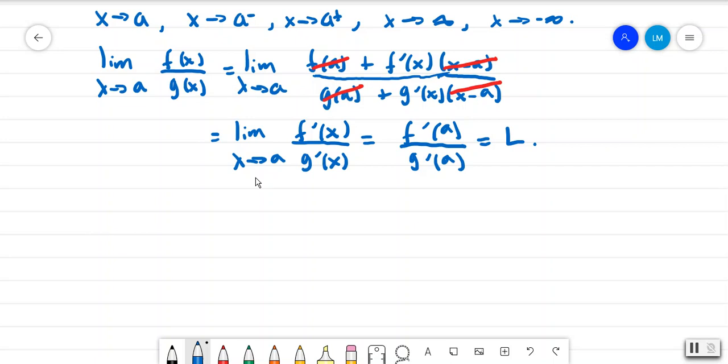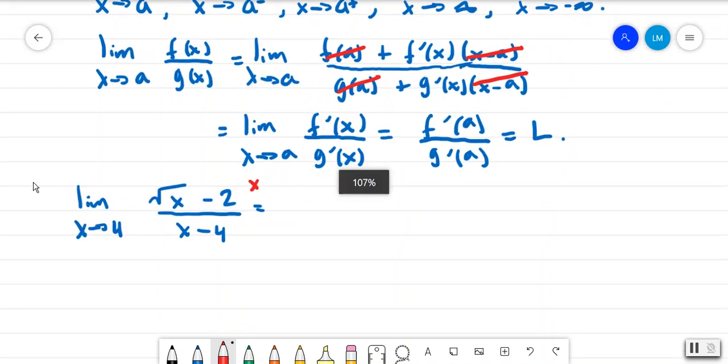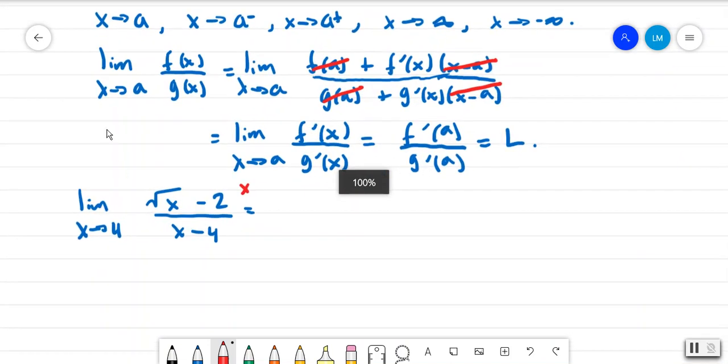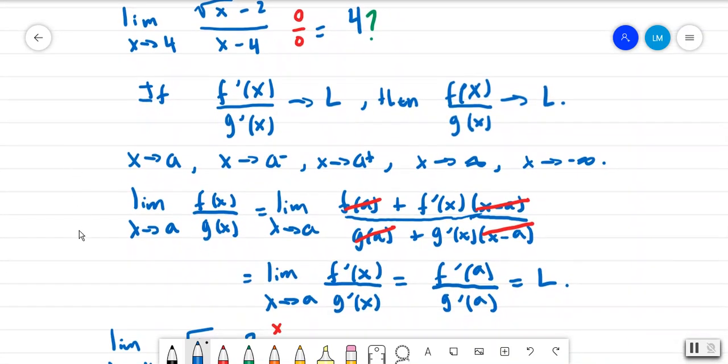So with the example that I gave, the square root of x minus 2 divided by x minus 4, you just have to take the derivative. Now, I think my answer might actually be wrong. Let me see. Yes, my answer back at the very beginning is actually incorrect. It's actually 1/4. Yeah, this should be 1/4. But we'll see that in a second.